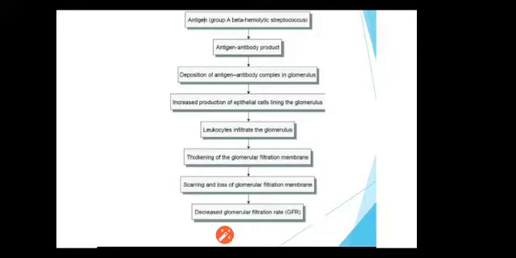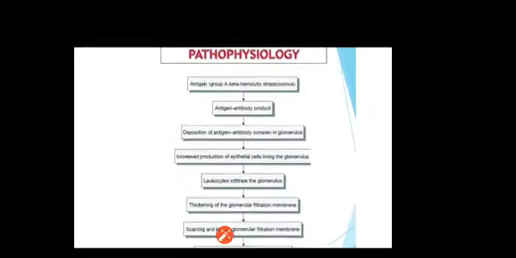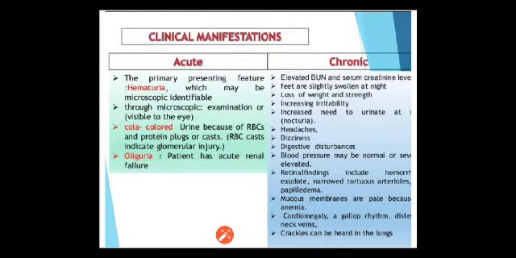Next we'll see clinical manifestations. In clinical manifestations, in both acute and chronic, we can see, in acute, the primary presenting feature is hematuria. Hematuria is nothing but blood in the urine. Blood in the urine we can see in the acute condition. So this may sometimes be microscopic, I mean only when we see under the microscope can we find it out, or sometimes it can be visible to the eye.